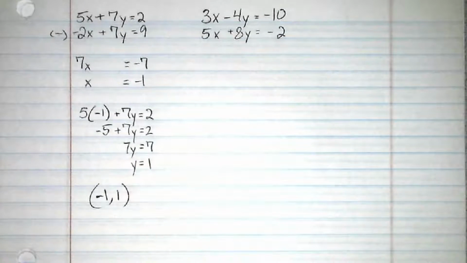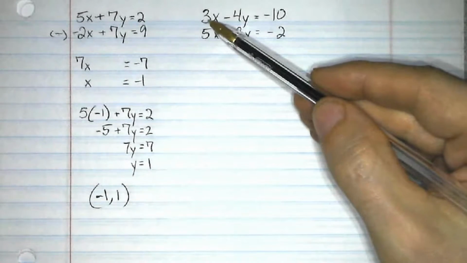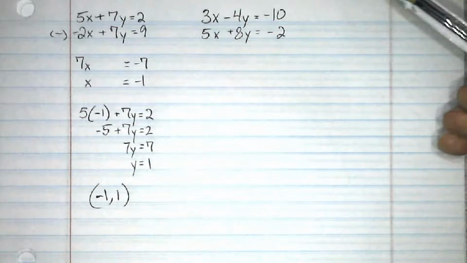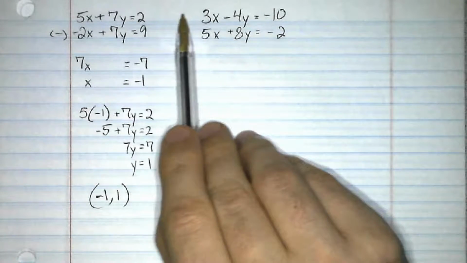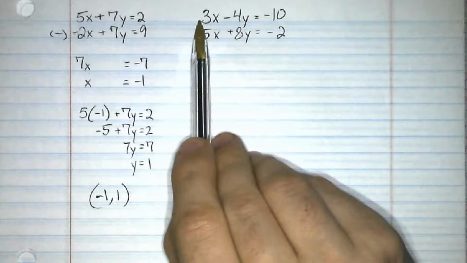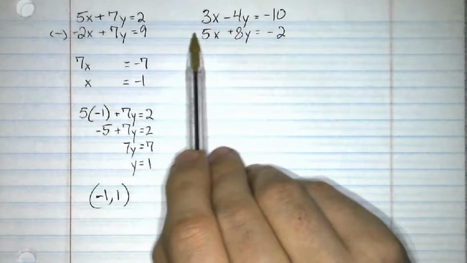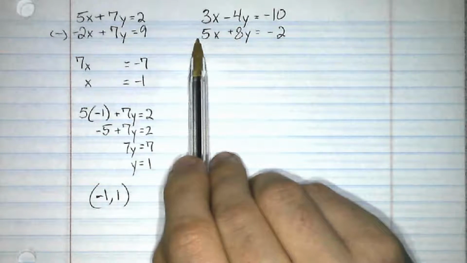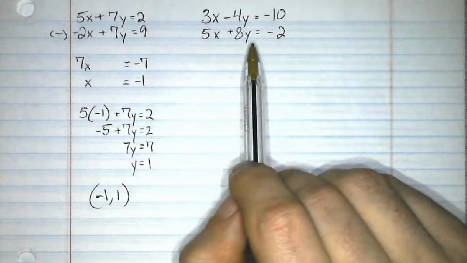So when addition and subtraction won't work, we move on to multiplication. Now you have two options here. If you wanted to eliminate the x variable first, see how the coefficients here are 3 and 5? I could simply multiply the top equation by 5 all the way across. That would give us 15x. And I could multiply the bottom equation by 3 all the way across, and that would give us 15x as well. Then I could subtract and eliminate my x's.